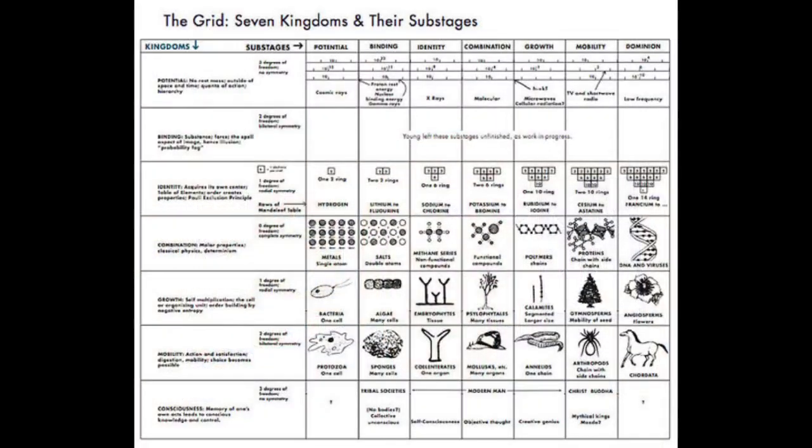All right, so we are moving along here through Arthur Young's book, The Reflexive Universe. And now, let's take a look at the grid so we know where we're at so far. Let's bring up his grid. And so here's what it looks like.